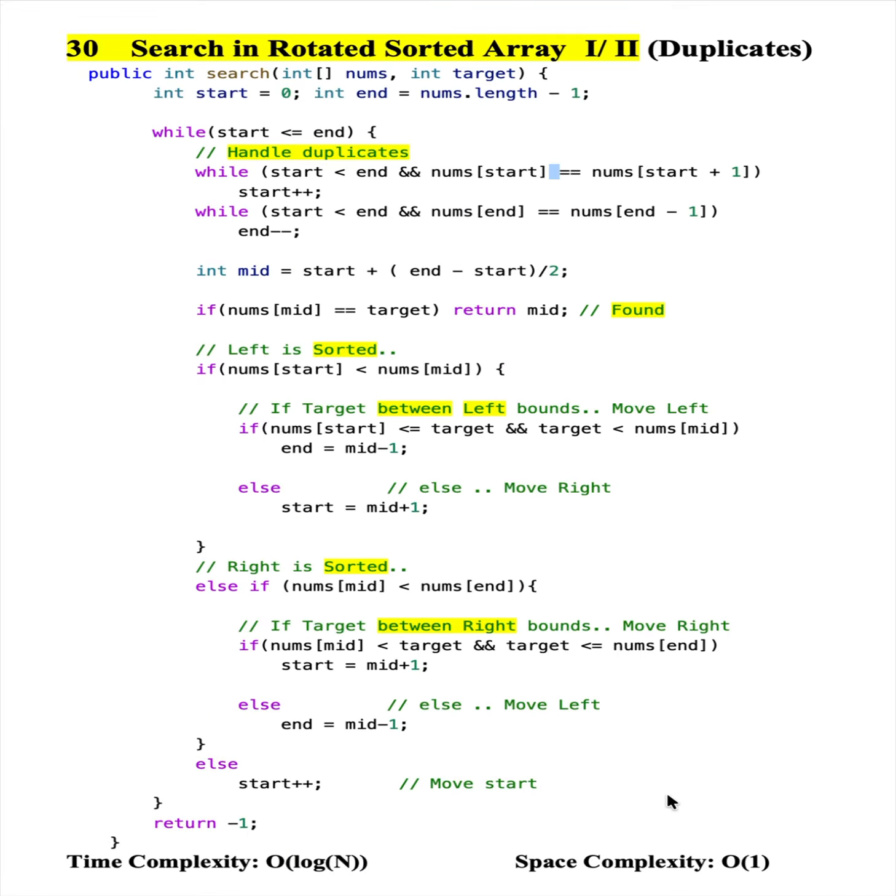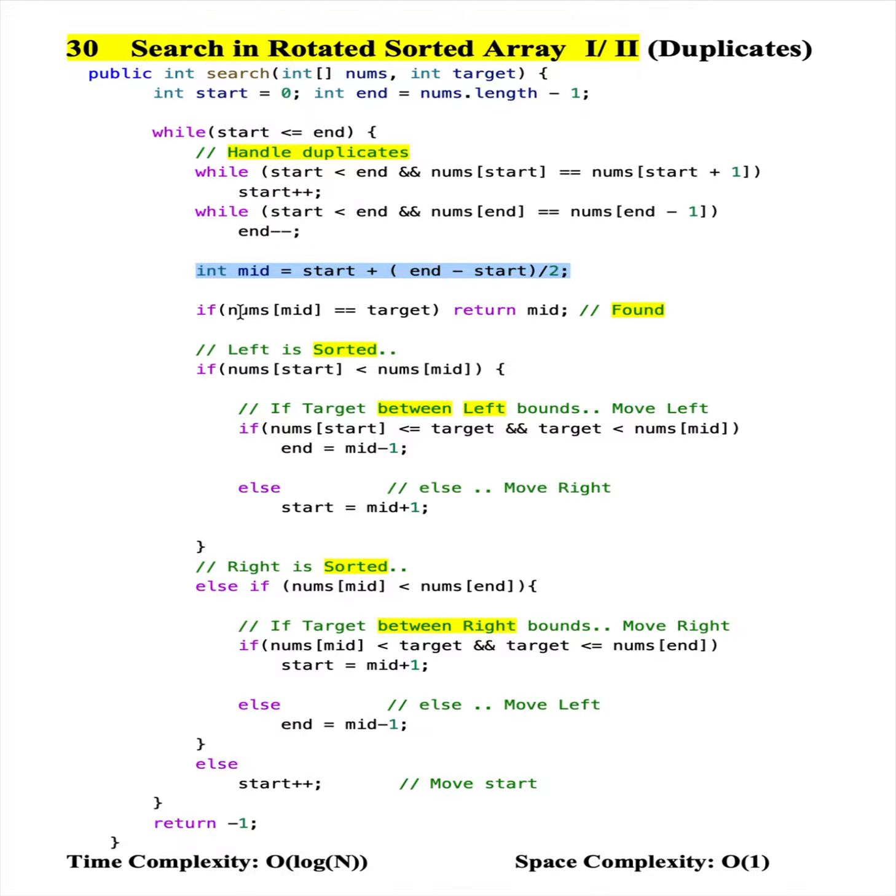In this variation of binary search problem, we have to search a given target in the rotated sorted array. For this, we start from the left and right side, start and end pointer. The array may contain duplicates, so move the start pointer until the sequential elements are not the same. Similarly, from the end, we move the end pointer until the sequential elements are not the same. Now we calculate the mid.